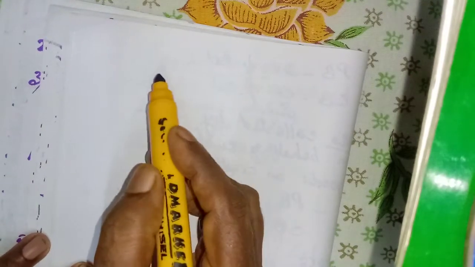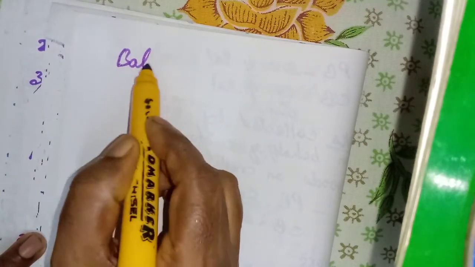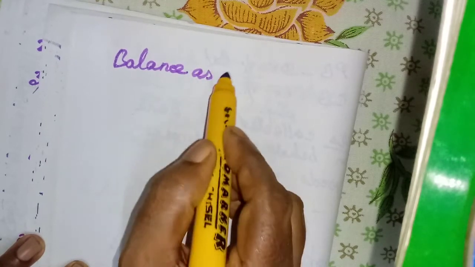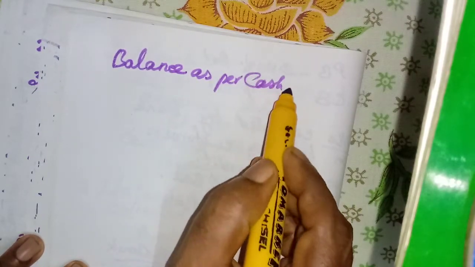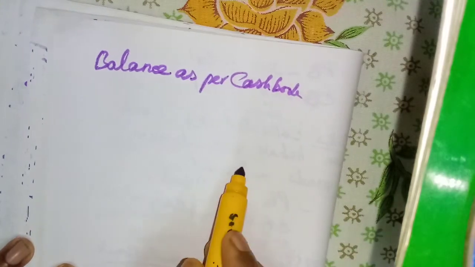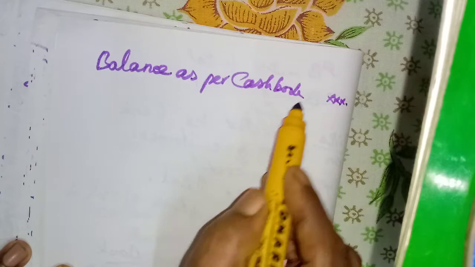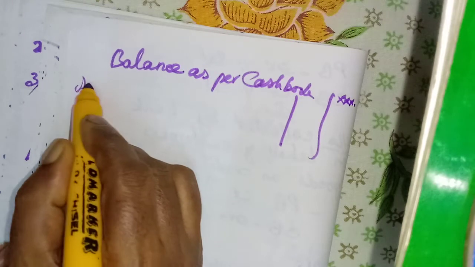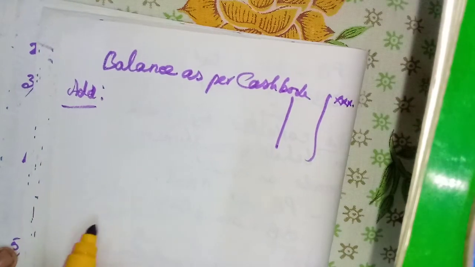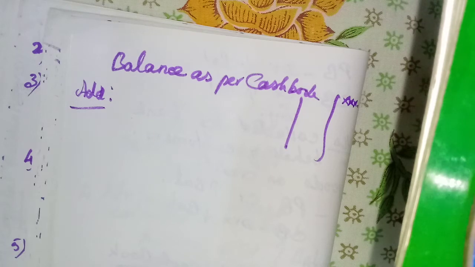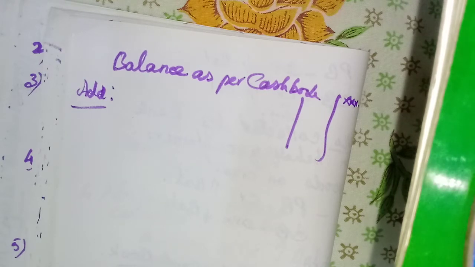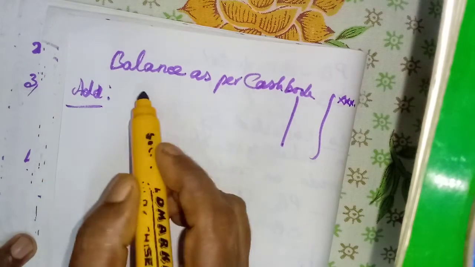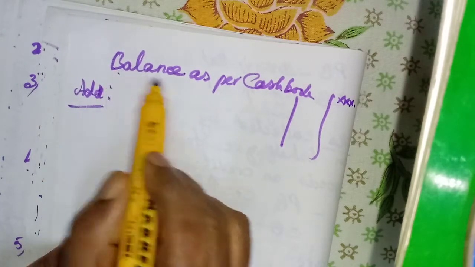Balance as per cash book. One amount will be given. We need to draw two columns, and the outer column we have to write. Then we need to add some of the items and deduct some of the items. Here they have given some items that must be added and some items that must be deducted, if in the question they have given balance as per cash book.